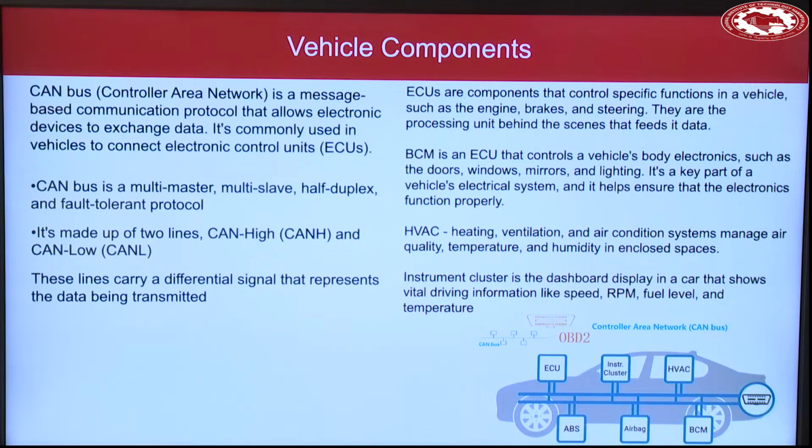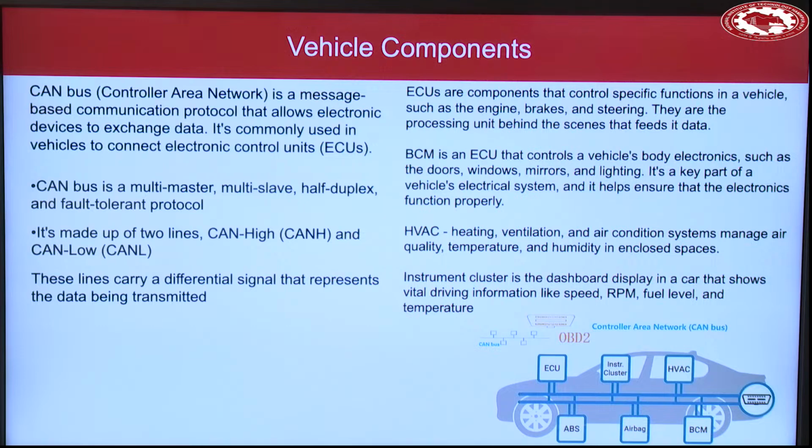So we have CAN high and CAN low lines. As I said, ECUs are the components that control a specific function in a vehicle, such as your engine, your brakes, steering, and they are the processing unit. Then we have something called BCM. They look after the body parts of the vehicle, for example, doors, windows, mirrors, lighting, and so on. When you press the button, gates open, windows go down, and so on. All those happen because BCMs are there, changing the state.